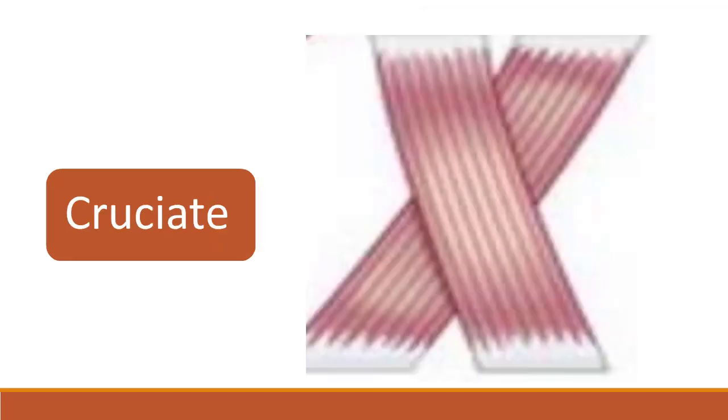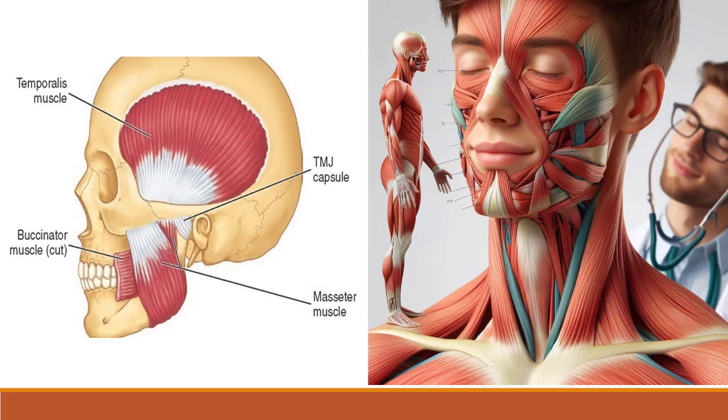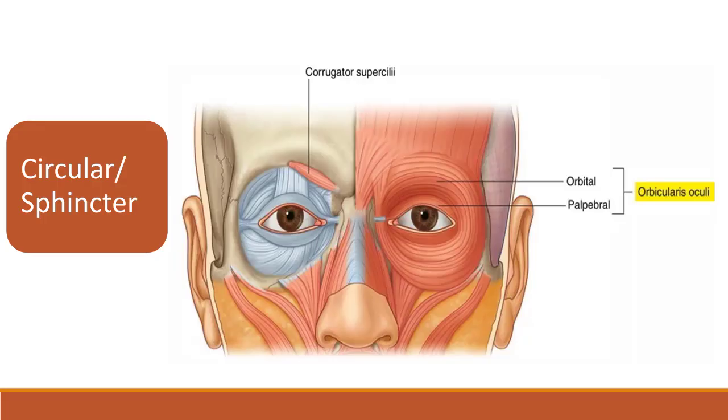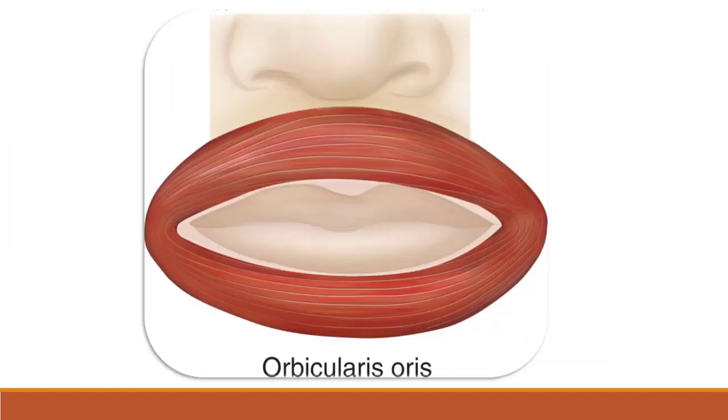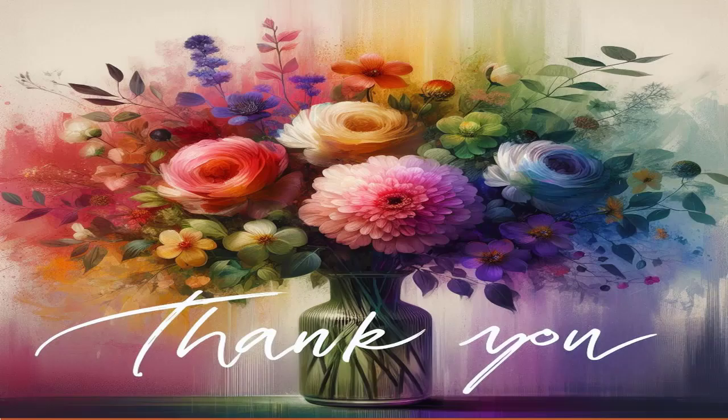Cruciate muscles consist of two planes of fibers arranged in different directions so that fibers of two planes cross each other. Examples are masseter, sternocleidomastoid. Muscles with circular shapes are arranged in concentric rings in circular muscles, for example orbicularis oculi and orbicularis oris. That was all about the classification of muscles.